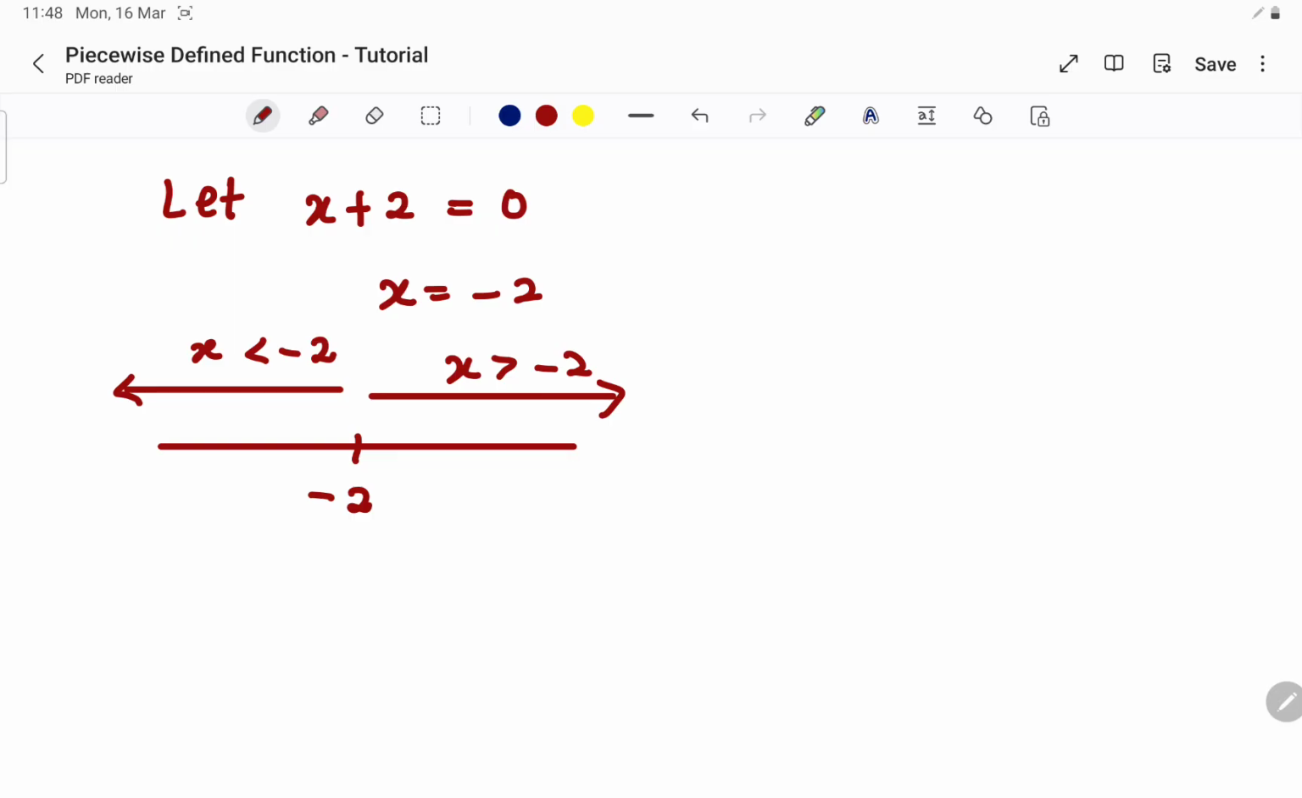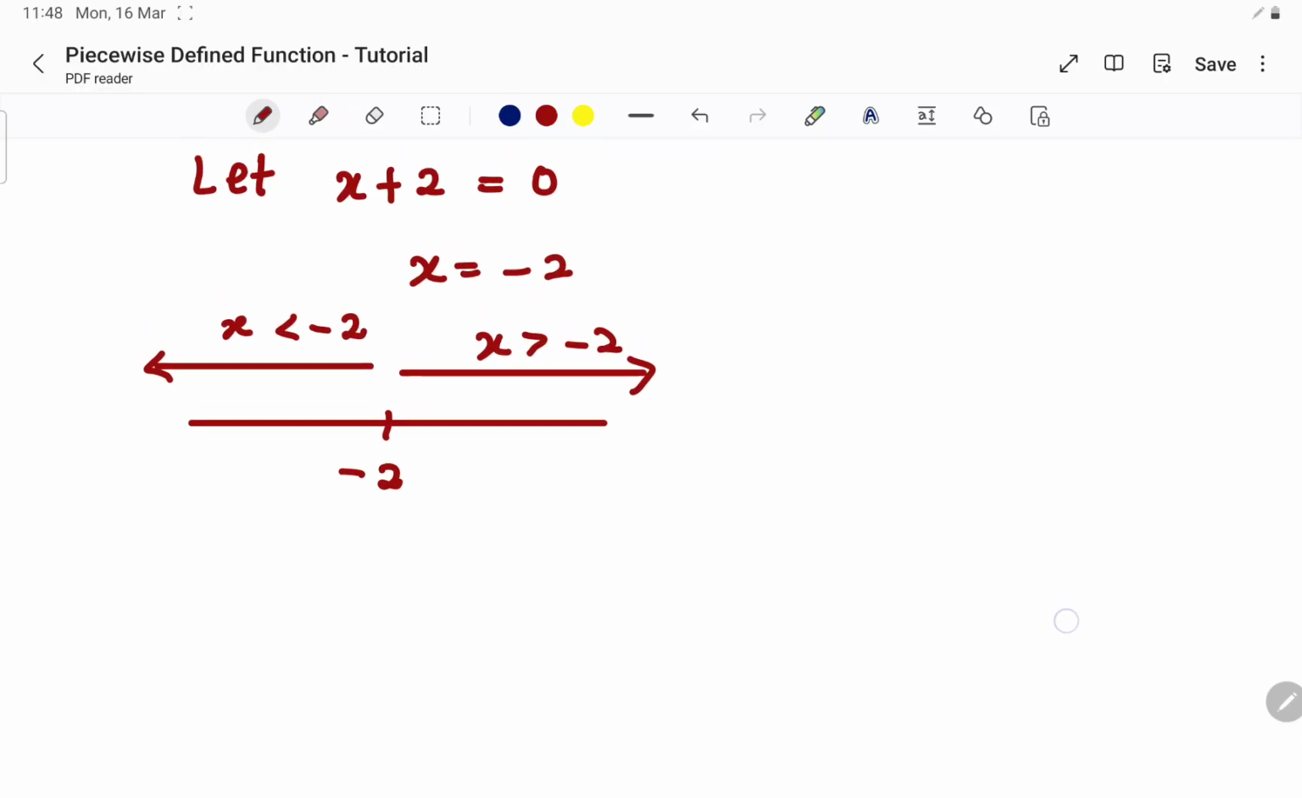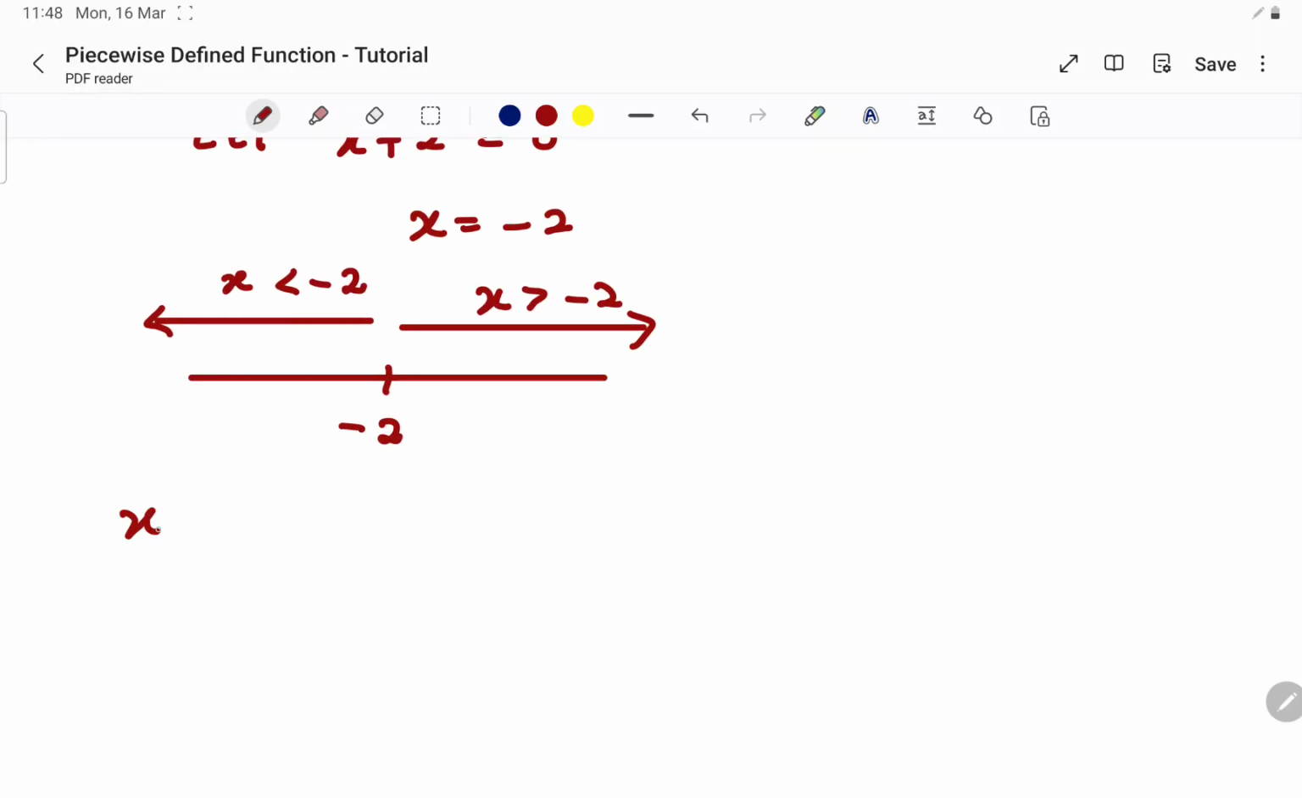Okay, so now you have to check. So how to check this? Let's say for the region of x greater than negative 2, you take any value that is greater than negative 2. You put maybe 0. Okay, 0, when x is equal to 0.